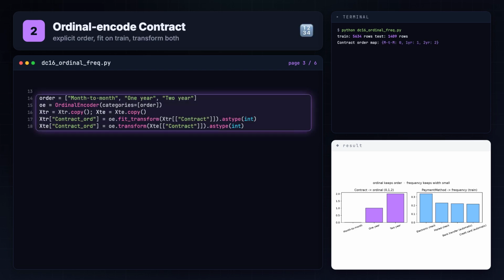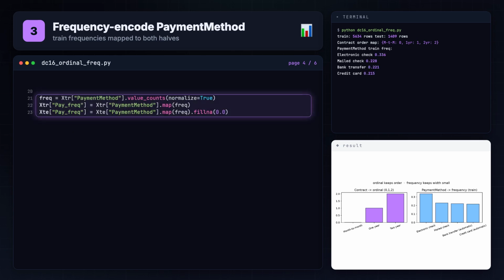Ordinal encode contract. We give ordinal encoder the explicit category order, month to month, 1 year, 2 year. So it maps to 0, 1, 2 in that order, not alphabetical. Fit on train, transform both. Frequency encode payment method. We compute each category's frequency on train with value counts, then map both train and test through that train built dictionary. Four words collapse to one number.